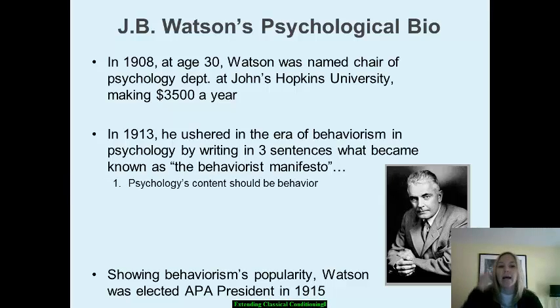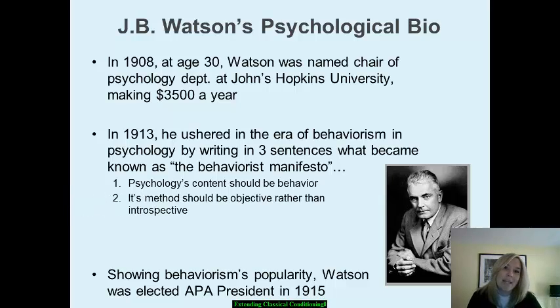The first sentence is that psychology's content should only be emphasizing behavior, not consciousness or levels of consciousness the way that Freud emphasized. And further, it should not be anything that involves introspection. The only method that should be used within behaviorism and psychology is objective methods, okay? So means of scientifically being able to test certain pieces of research.